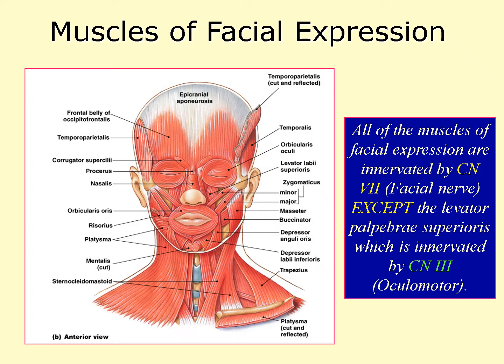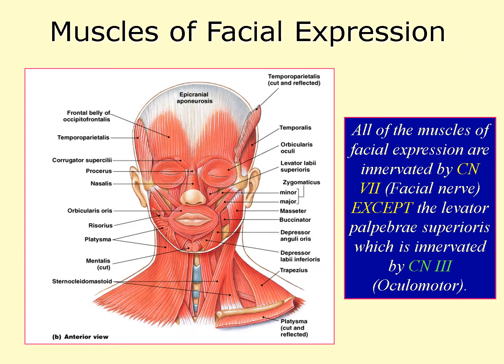The zygomaticus is a pair of muscles, a major and a minor. They raise the corners of the mouth upward as in smiling. The risorius draws the corner of the lip laterally and tenses the lips. As you can tell from the name, the levator labii superioris raises the upper lip. The depressor labii inferioris pulls the lower lip downward, and the depressor anguli oris is an antagonist to the zygomaticus, which means it draws the corners of the mouth down and laterally as when you are sad.